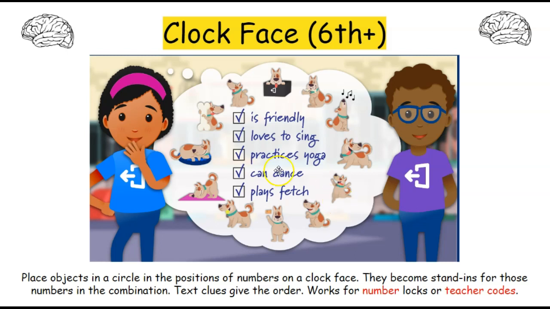So this is a BreakoutEDU puzzle that they've created, and they have all these different animals around the outsides like a clock. So in the middle is giving us the animals that we're going to be using. So we have "is friendly," and the students have to figure out which of these dog pictures suggests a friendly dog. Then it has "loves to sing," so we have to use that. "Practices yoga," "can dance," "plays fetch." So you figure out what picture matches up with those words, and that's going to give you your 5-number combination.